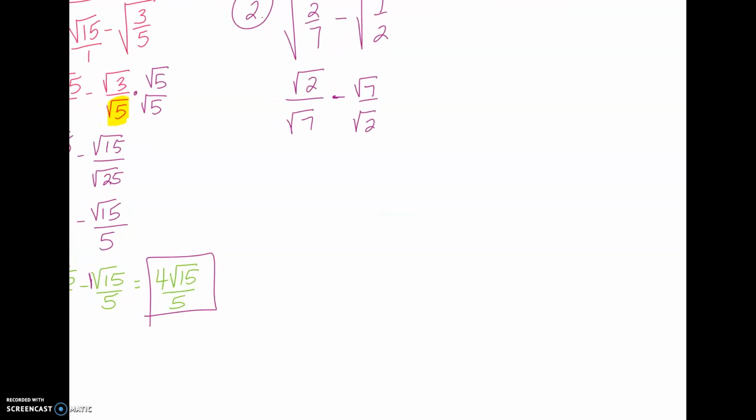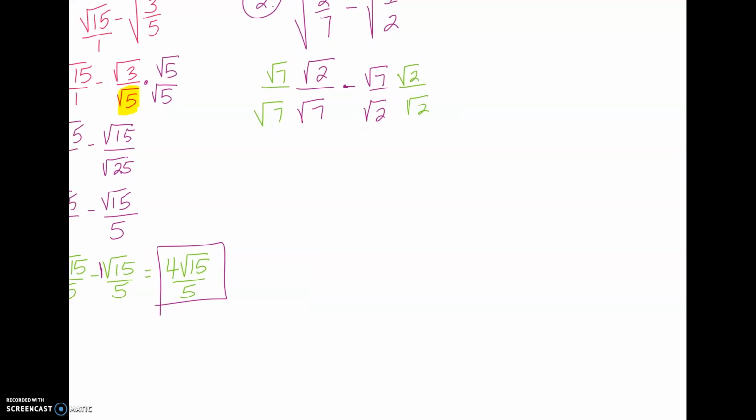Okay, none of them have perfect squares in their radicals, so I have to take care of my denominators. This first denominator, I'm going to multiply top and bottom by the square root of 7. The second radical, I'm going to multiply it by the square root of 2 over 2. I can multiply these. 7 times 2, square root of 14. Square root of 7 times the square root of 7 is square root of 49. Okay? And then we have the square root of 14 over the square root of 4.